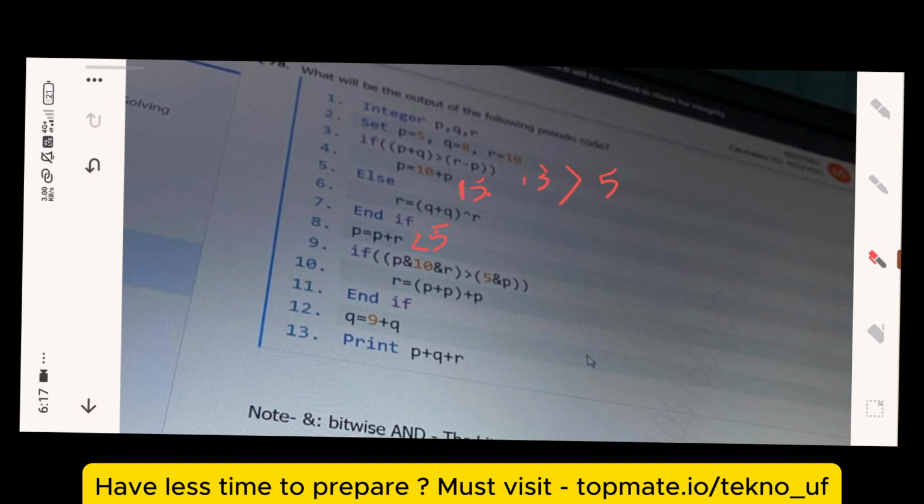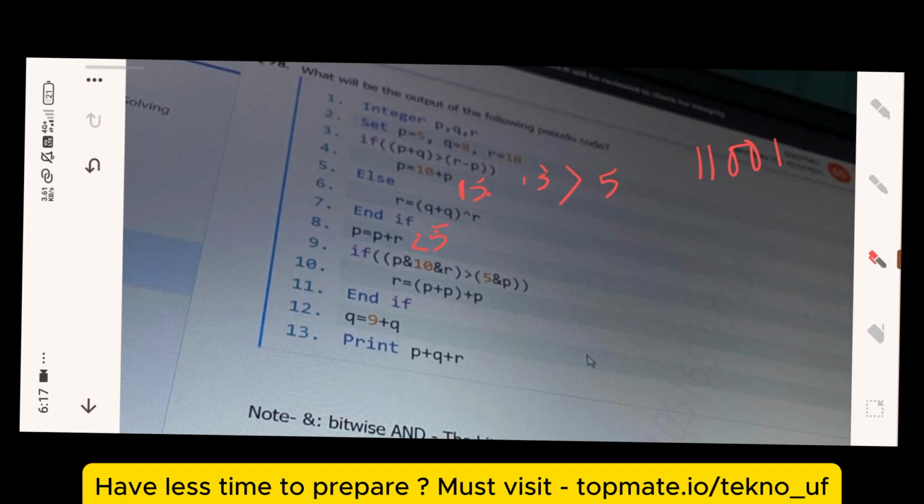And we are now again checking the if block. So p and 10 and r greater than p and 5. So as you know the associativity rule, in case of AND operation, we have to check from the left side. So at first we have to calculate p and 10, then the result and r. So p and 10 means what? So 25, if we convert 25 in binary, this becomes 1 1 0 0 1 1.